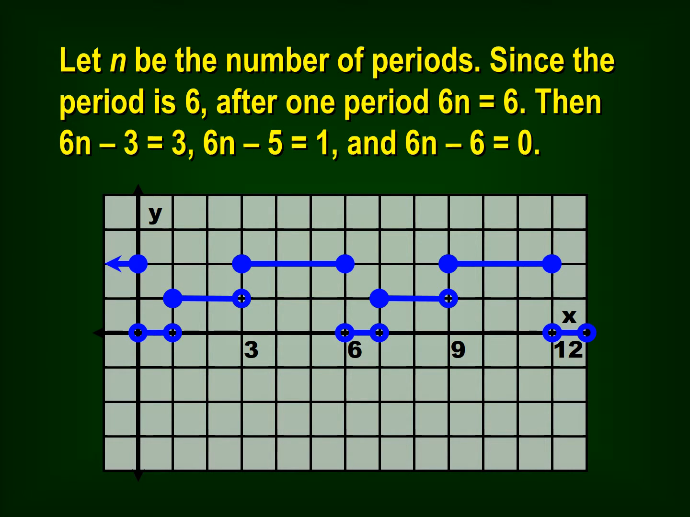So now we figure out how we simplify this function. One period is 6n equals 6, right? Because we let n be the number of periods, so it has to be 6. So 6n equals 6. Our first change happens at 3, right? So we subtracted 3 from both sides.